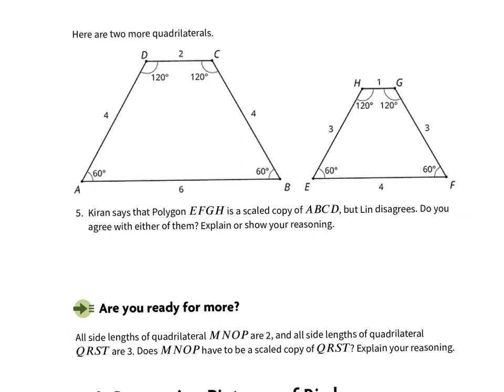And now we have a similar question. Kieran says that polygon EFGH is a scaled copy of polygon ABCD, but Lynn disagrees. Do you agree with either of them? Explain or show your reasoning.